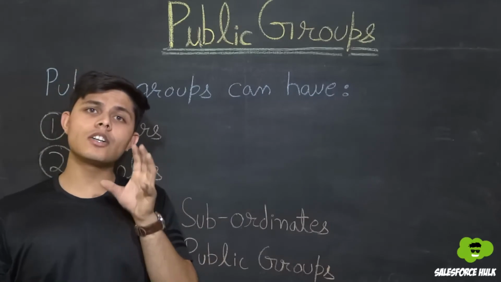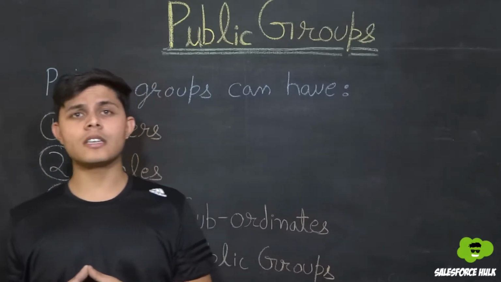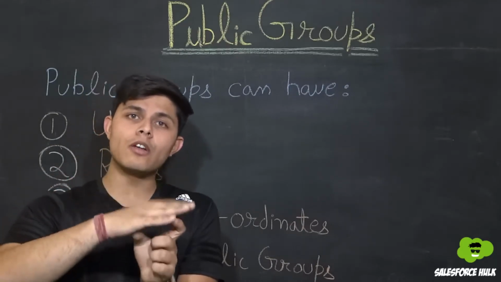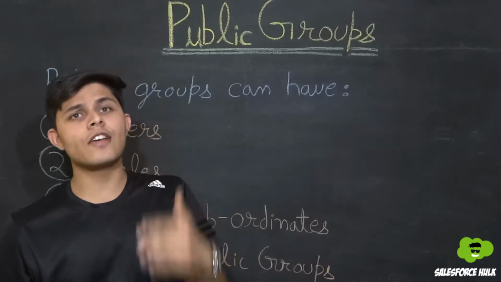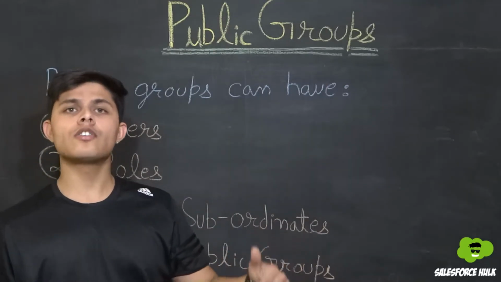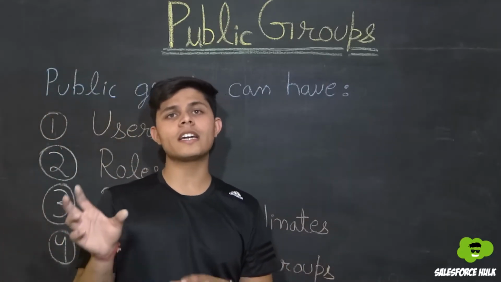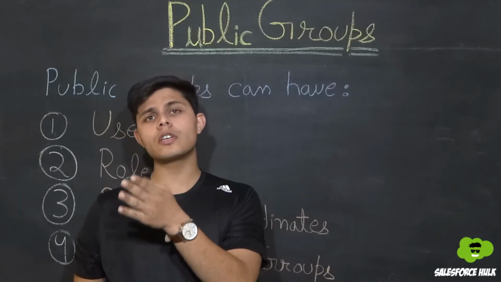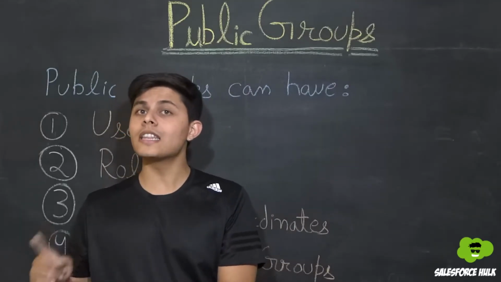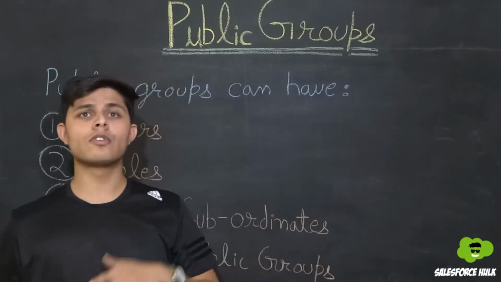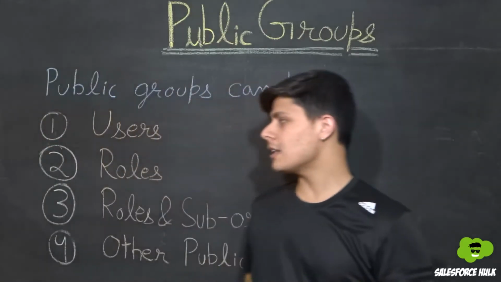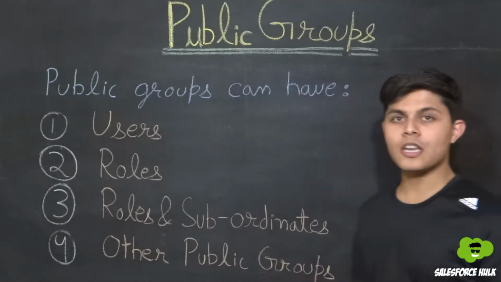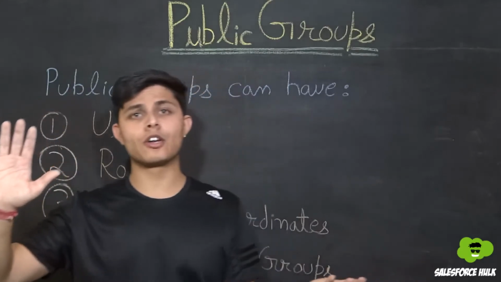But when you insert a role and subordinate, what that means is that the users in that role and all the users below that role in the role hierarchy will be included into this public group. So whenever you add a role and subordinate into a public group, all the users who are on that particular role and all the users who are below that particular role in the role hierarchy will automatically get included into that public group. And the fourth and the last point is other public groups. A public group can have another public group also.